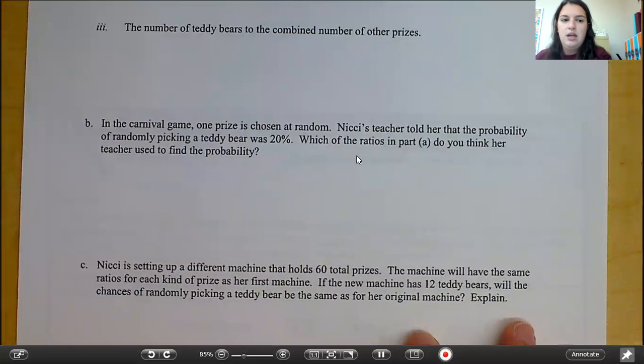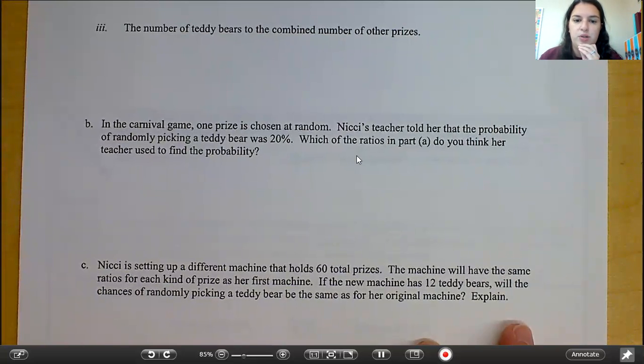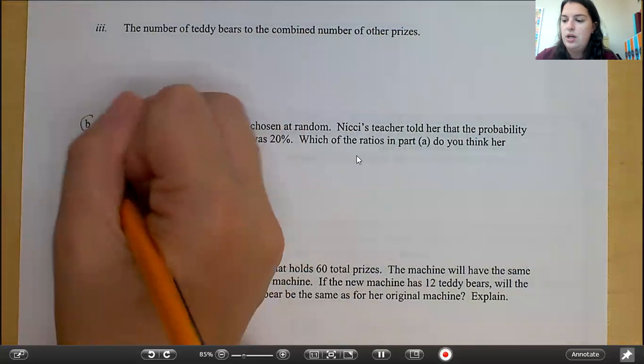Part B says, in the carnival game, one prize is shown at random. Nikki's teacher told her that the probability of randomly picking a teddy bear was 20%. Which of the ratios in Part A do you think her teacher used to find the probability? So go ahead and pause and answer Part B. You're using your ratios from Part A.